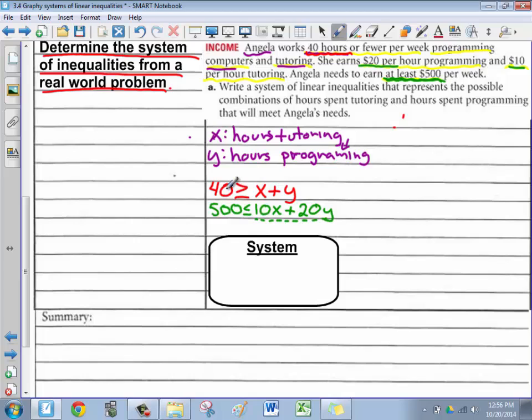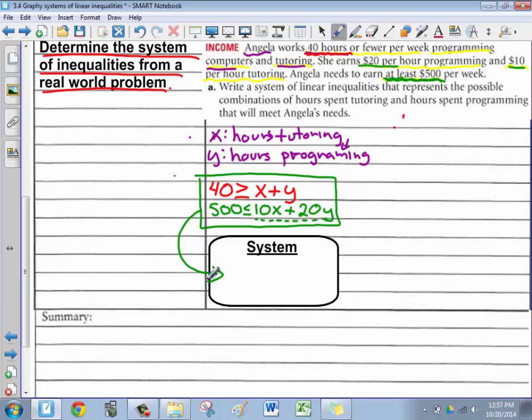So these are our two inequalities. We got 40 is greater than or equal to X plus Y, and 500 is less than or equal to 10X plus 20Y. There's our system. Just write that in here, and we are done.